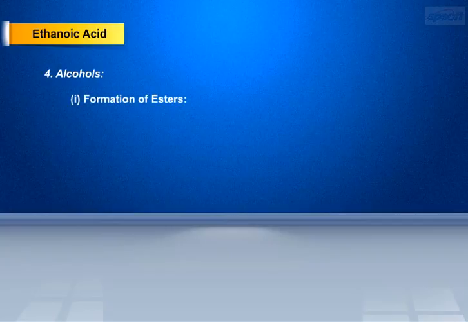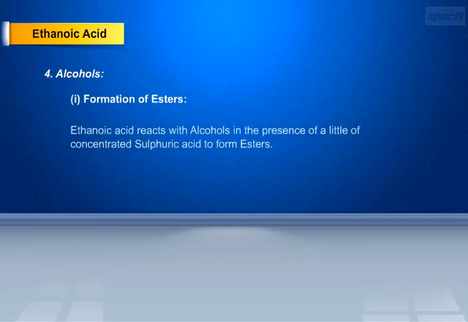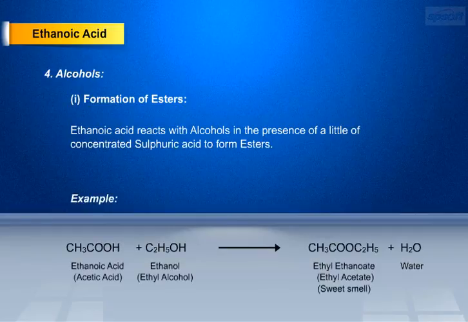First, let us see formation of esters. Ethanoic acid reacts with alcohols in the presence of a little concentrated sulfuric acid to form esters. For example, the chemical equation for the reaction is CH3COOH, that is, ethanoic acid, plus C2H5OH, that is, ethanol, gives CH3COOC2H5, that is, ethyl ethanoate, which has a sweet smell, plus H2O, that is, water.